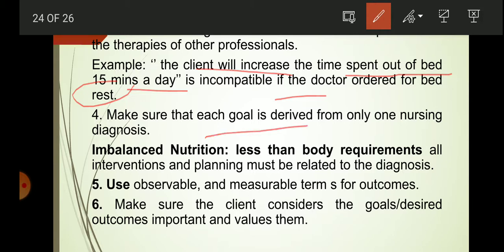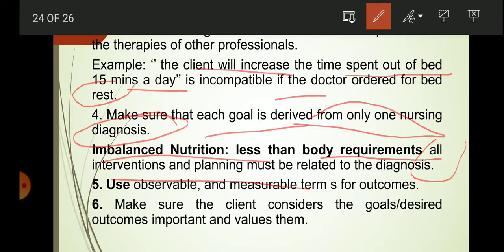Make sure also that each goal is derived from only one nursing diagnosis. Okay, you cannot formulate 2 nursing diagnoses at one time, okay? 1 nursing diagnosis per nursing care plan. For example, imbalanced nutrition, less than body requirements. So, all intervention and planning must be related to the diagnosis. You cannot have a nursing diagnosis of imbalanced nutrition, less than body requirements, and your planning and implementation are not about nutrition, which is actually wrong, okay?